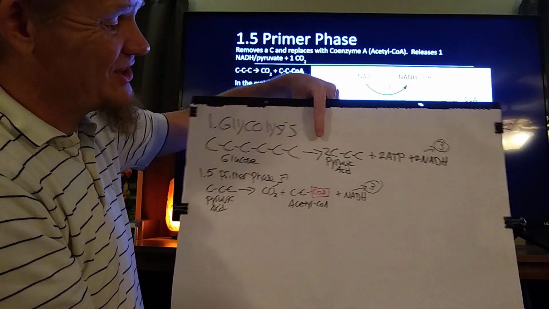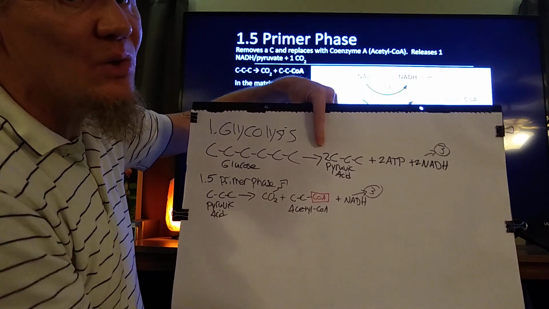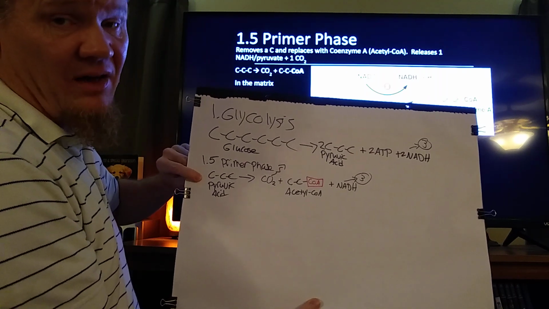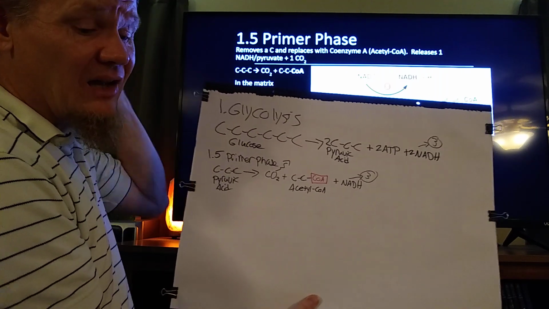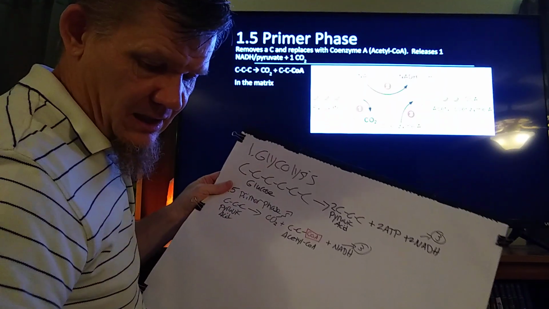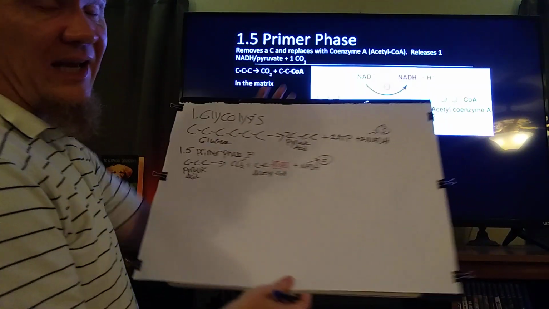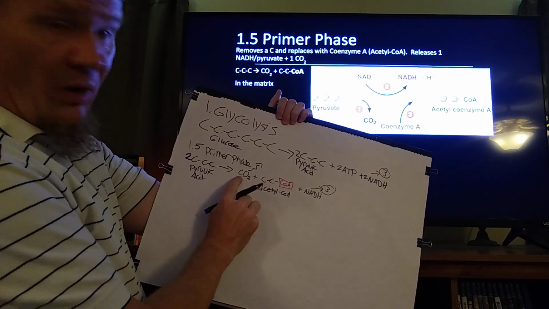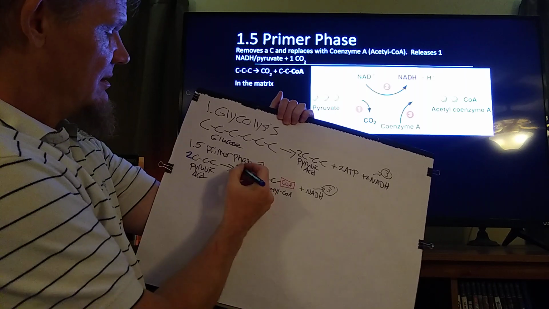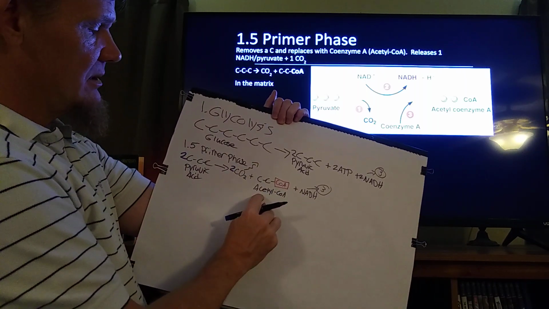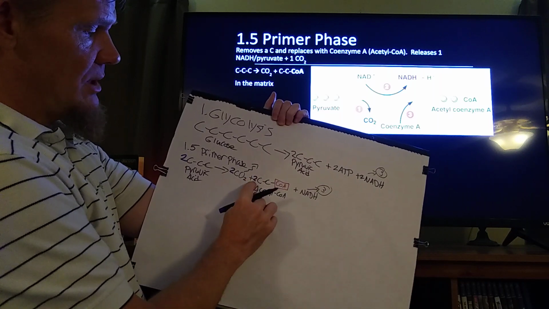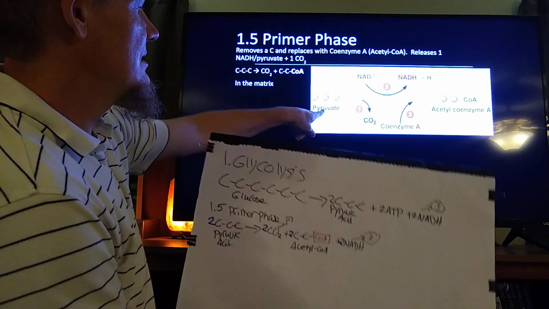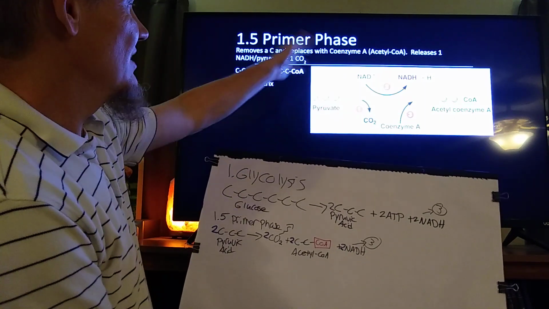At the end of step 1, I actually have 2 of these pyruvic acids. So what do I do with all of this step 1.5? I do the whole thing twice. I don't have 1 pyruvic acid. I have 2. So that means I don't make 1 carbon dioxide, I make 2. I don't make 1 acetyl CoA, I make 2. I don't make 1 NADH, I make 2. I've got 2 pyruvates. So I have to do this step twice.